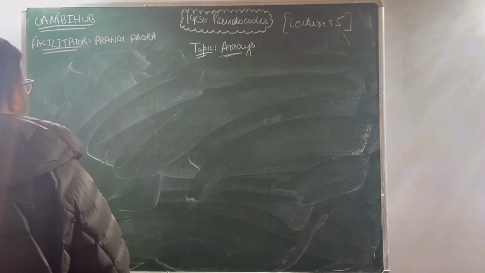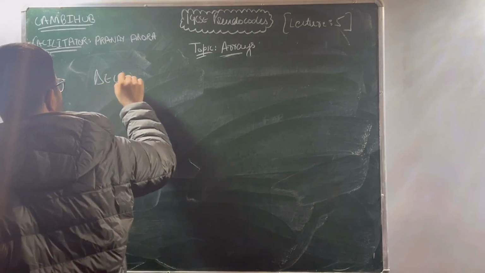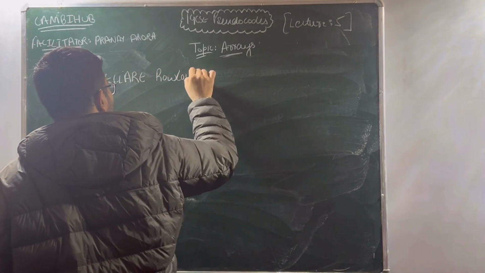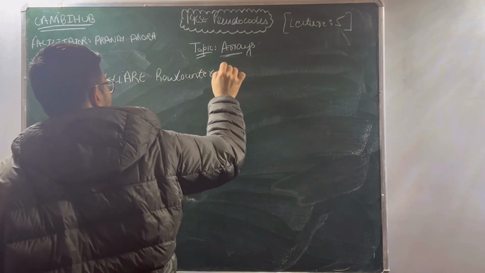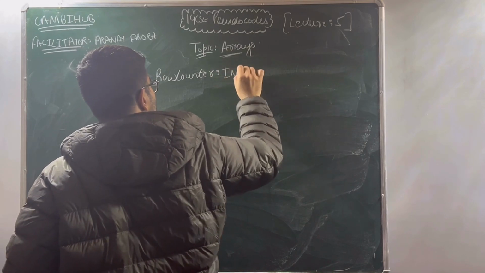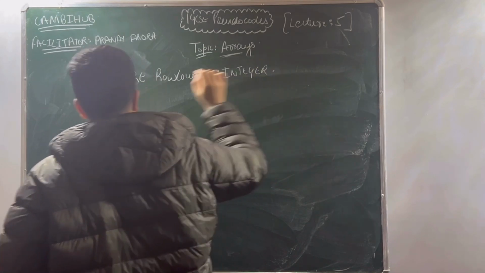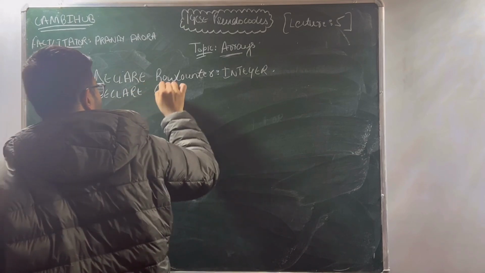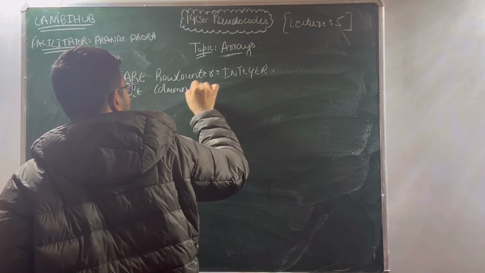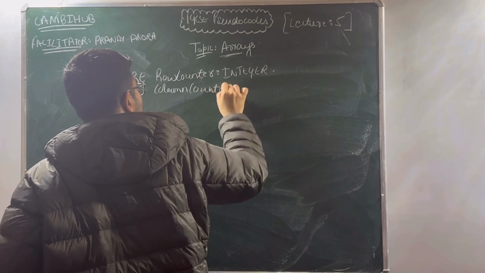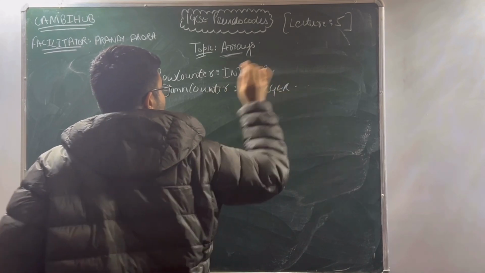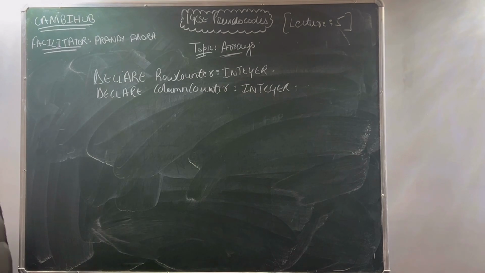So let's see. I'll say declare row counter as integer, right? Then I would say declare the column counter as integer, right? Now let's start putting the loop.